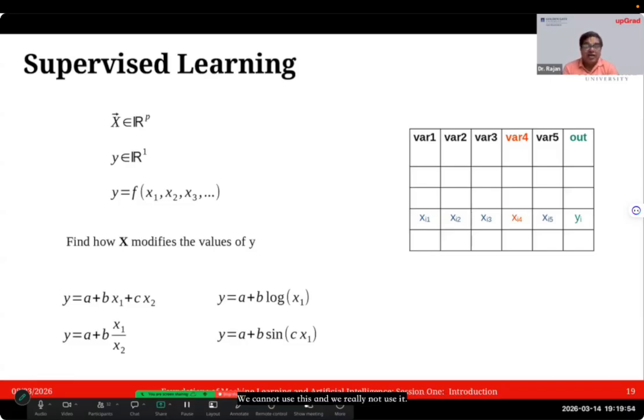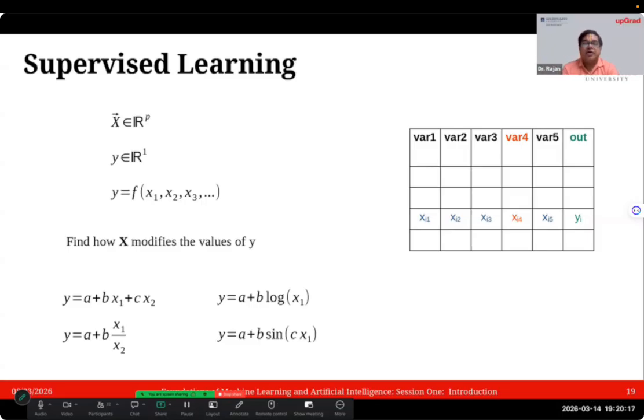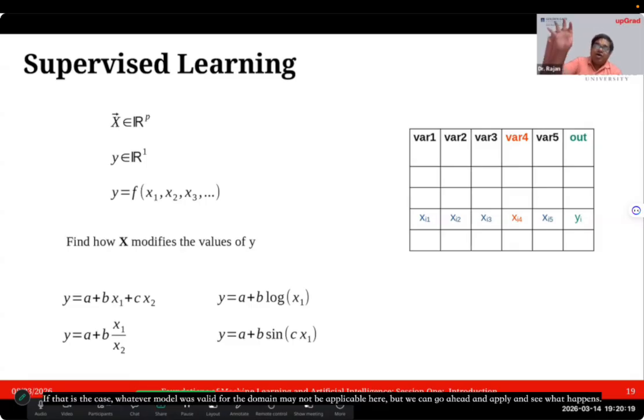We cannot use this. Can you really not use it? Of course, you can use it. You could go ahead and use it, but don't expect it to give you accurate results. That's what I was talking about. Because inside the domain, whatever model was valid was valid, but outside the domain, the relationship could naturally be different. If that is the case, whatever model was valid for the domain may not be applicable here, but we can go ahead and apply it and see what happens.